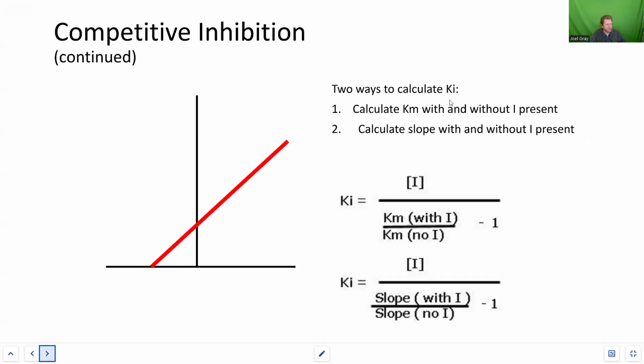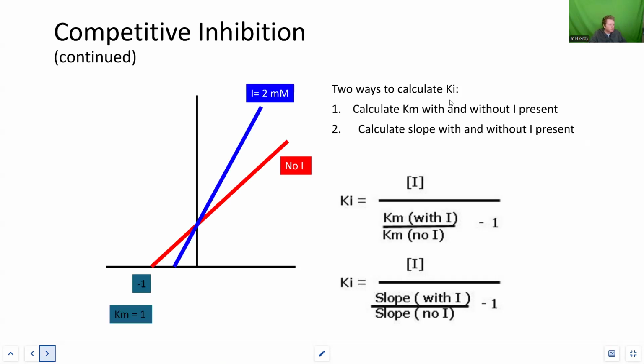And so here what we have is a no inhibitor line. And then there's your Km. And with the inhibitor, here's your new Km. The only parameter that changed in the presence of a competitive inhibitor is the Km. So when we talk about an inhibitor influencing the Km or the Vmax, we refer to this as the Km apparent. And so your Km apparent in this case would be 2. Now, if you increase the inhibitor concentration, then your Km apparent is also going to increase.